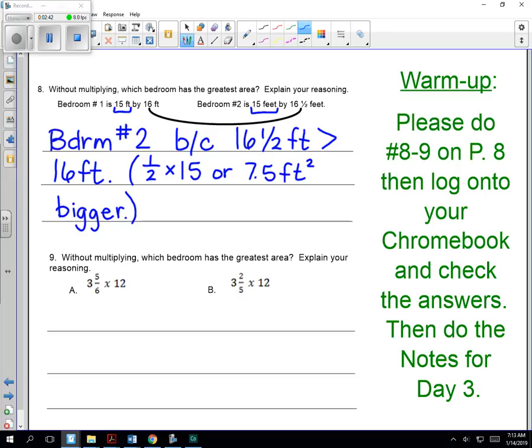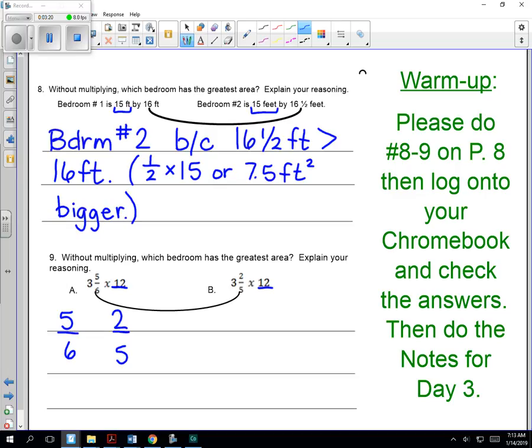All right, let's look at number 9. Without multiplying, which bedroom has the greatest area? Again, the first thing we're going to do is figure out which factor is consistent, and that's going to be the 12. And then the factor that changes for the 2 is, hold on one second, mixed numbers 13 and 5/6 and 13 and 2/5. Because, or not 13, sorry, 3. Because the 3's are the same, we have to compare the 5/6 and the 2/5. So we have 5/6 and 2/5, and we need to compare them.